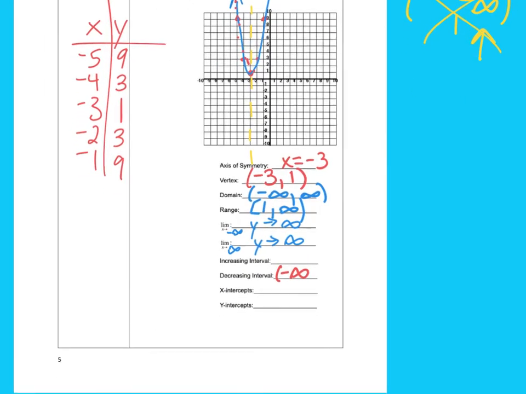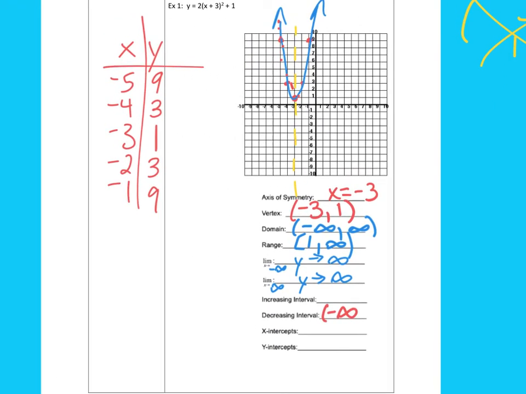All right. So my decreasing interval, starting from the left, going to the right, we're going from negative infinity, and then what's the x value at this vertex? -3. Because again, that's my pathway. Then the increasing interval, so I'm starting, picking back up from that point and going to positive infinity.